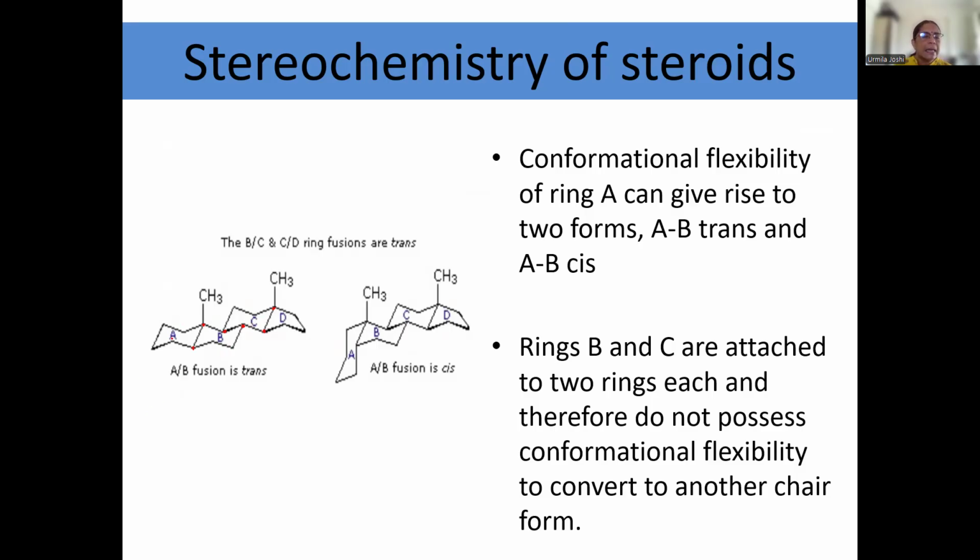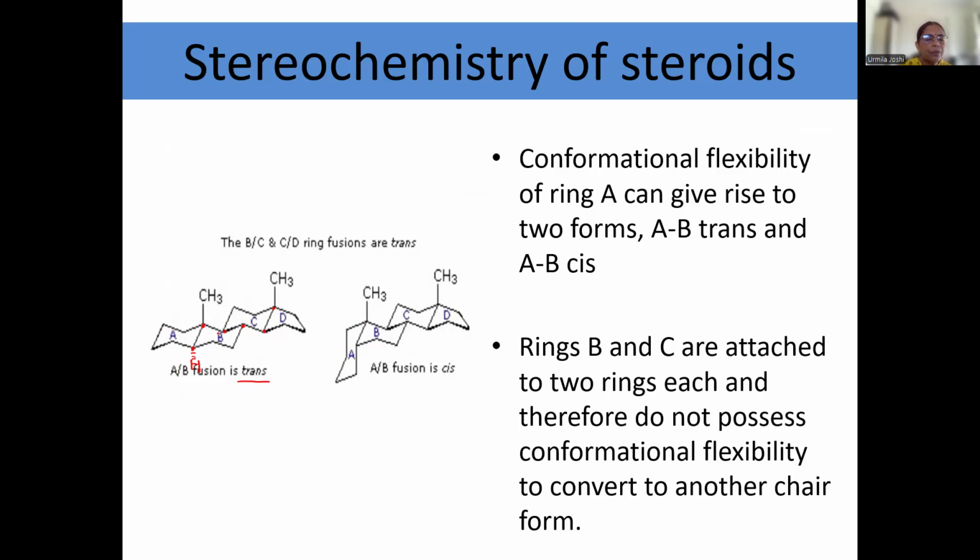Okay. Whereas ring A, since it has only two shared carbons, it can change from one chair conformation to the other chair conformation. And therefore, AB fusion can be cis or trans. Have a look at this structure, the AB fusion trans. Why is it called so? Because I check the junction carbons. Here is a hydrogen atom. Now the hydrogen atom is pointing downwards, whereas angular methyl group is pointing upwards. And therefore the AB fusion is trans.